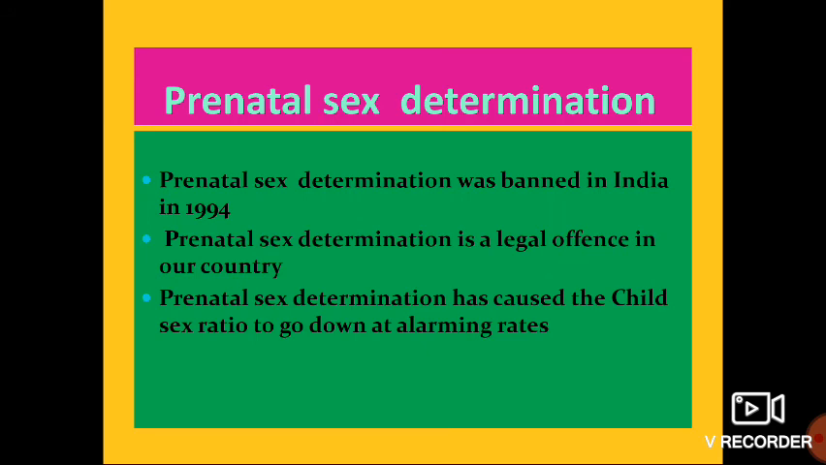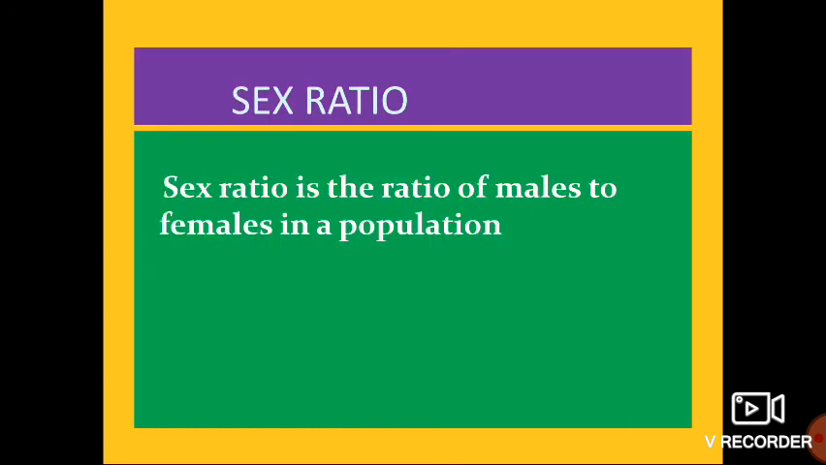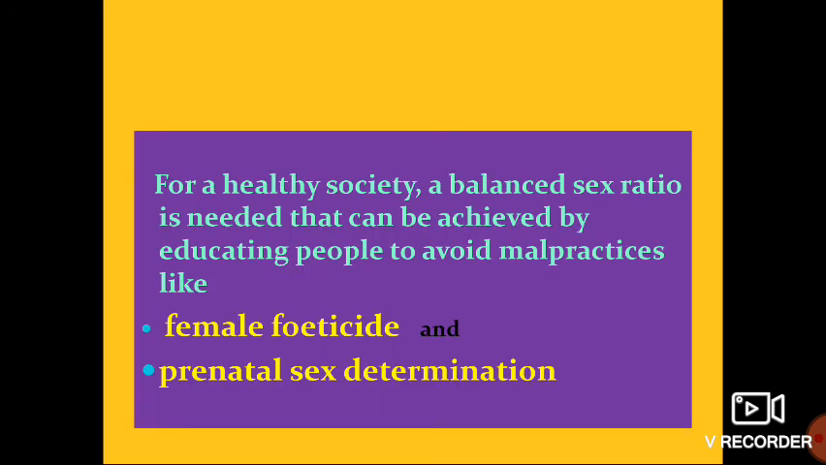Prenatal sex determination. Prenatal sex determination was banned in India in 1994. Prenatal sex determination is a legal offense in our country and it has caused the child sex ratio to go down at alarming rates. Normally, sex ratio is the ratio of males to females in a population. For a healthy society, a balanced sex ratio is needed that can be achieved by educating people to avoid malpractices like female feticide and prenatal sex determination.